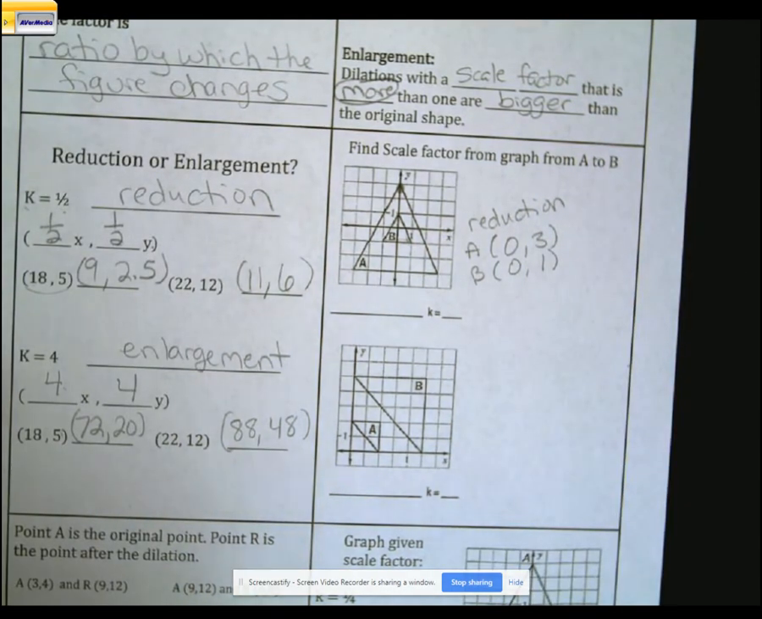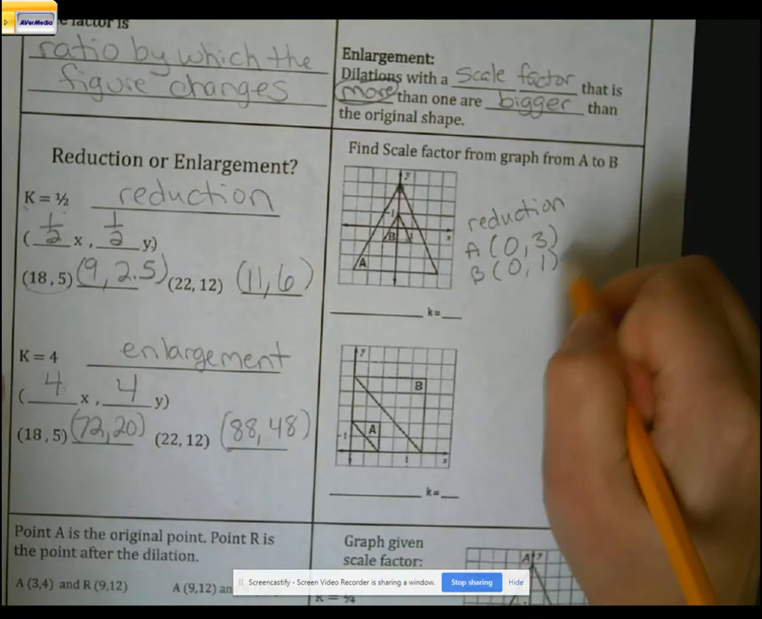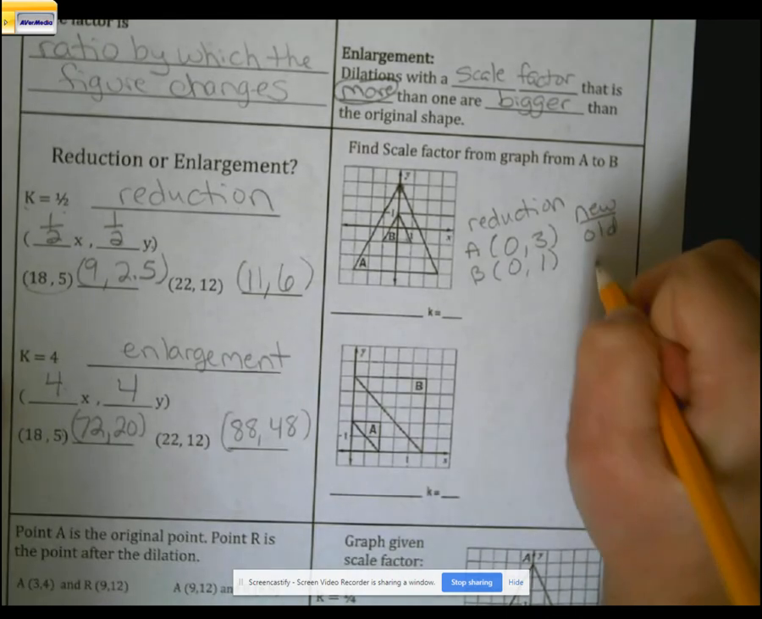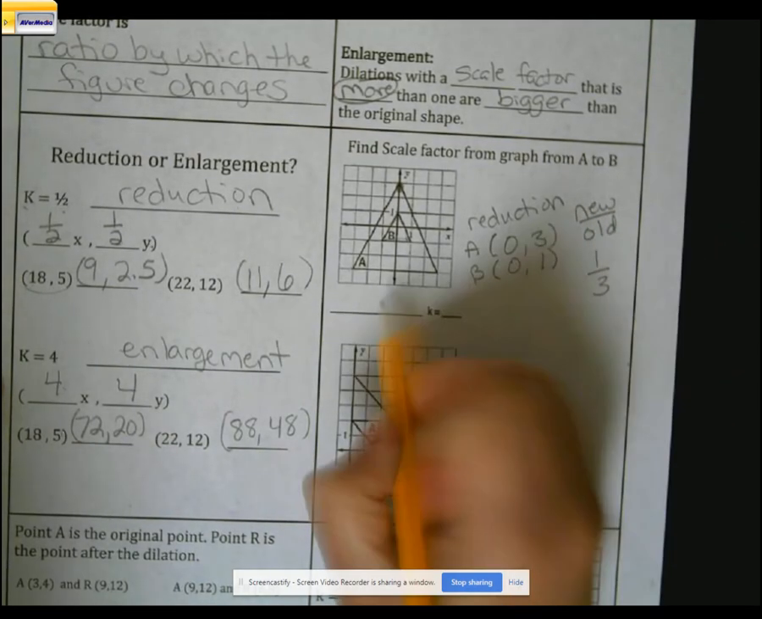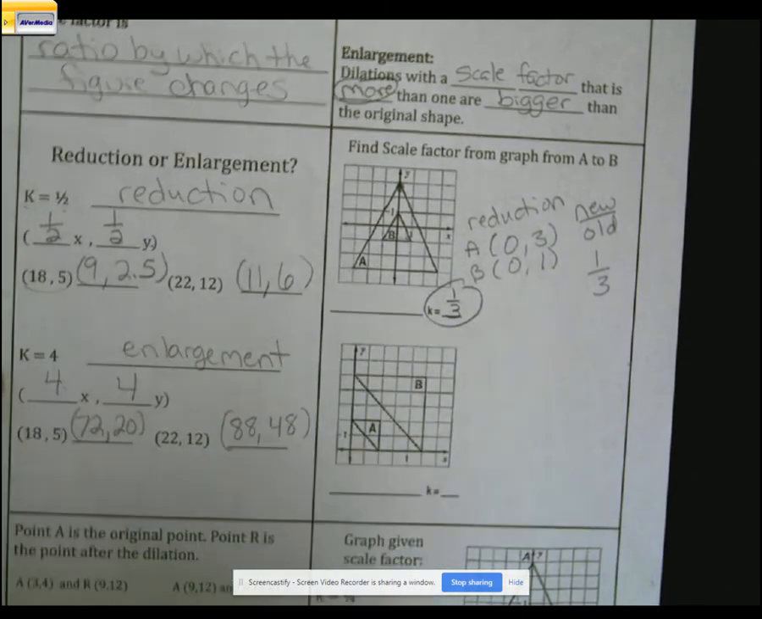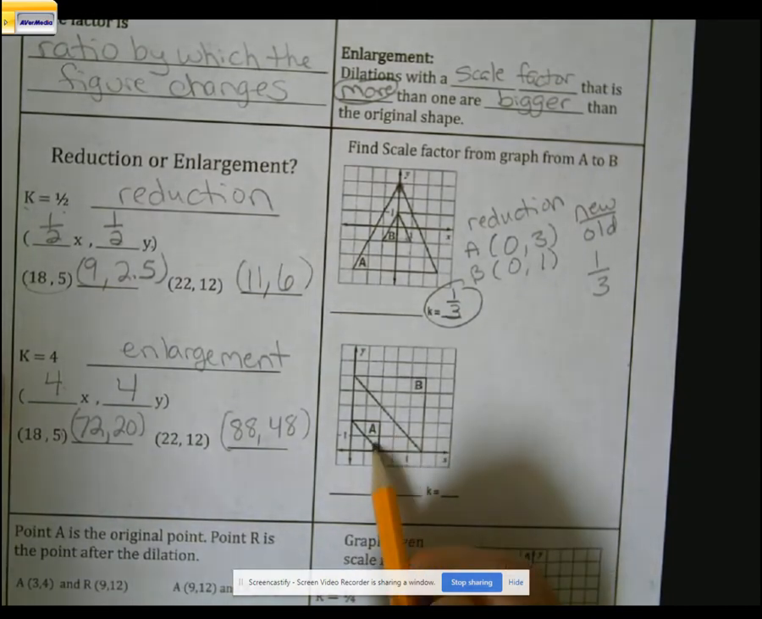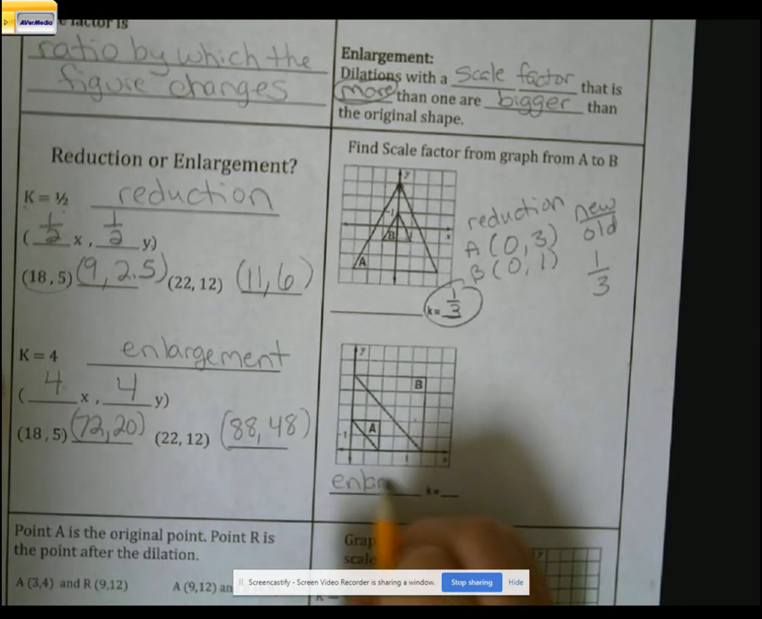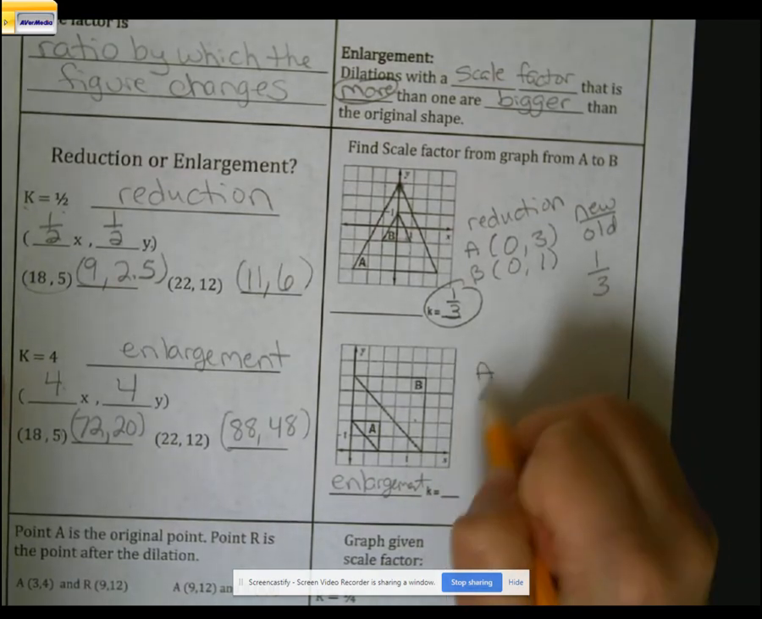Okay, so now all I have to do is set up my fraction. I've got new over old. So 1 over 3, because the new one was 1, the old one was 3. So I have a scale factor of 1/3. Okay, let's try this again. Again, I'm going from A to B. So this time it's an enlargement.